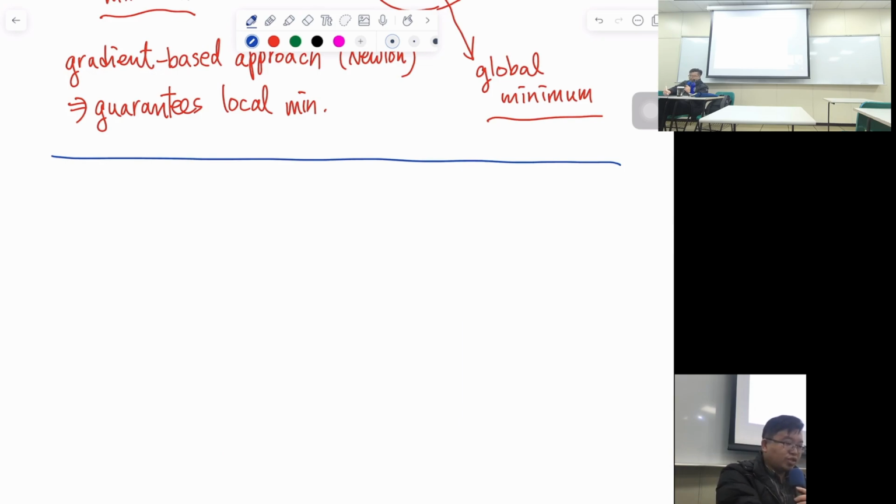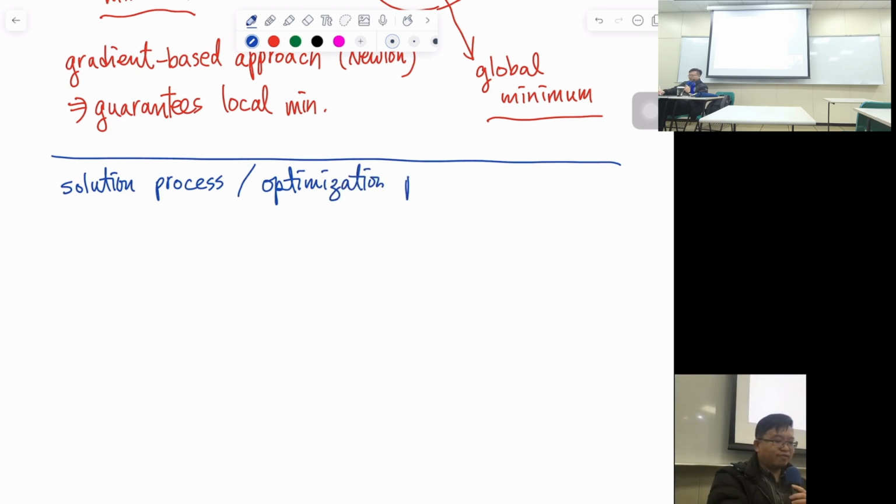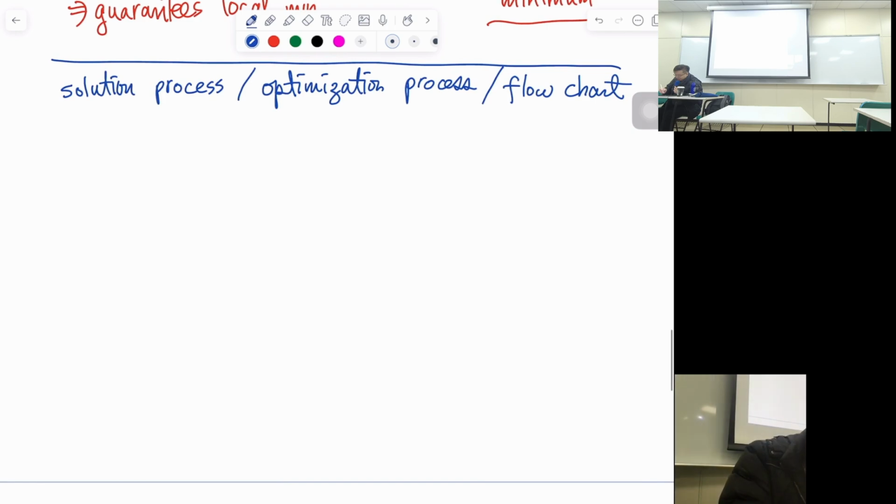Sometimes we call this a solution process, or just an optimization process. In a research paper, you can use those terms, that's fine. Or you can just call it a flow chart. Basically, this is the way you execute your iteration. Now I'm going to show you how to do it.